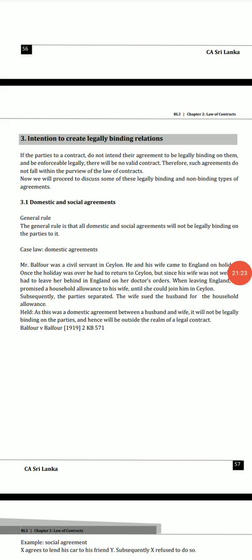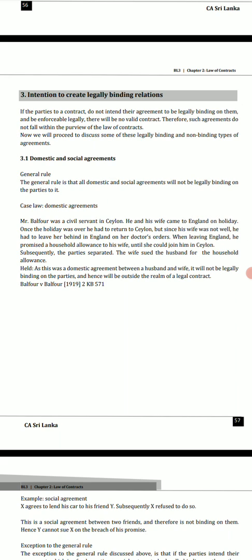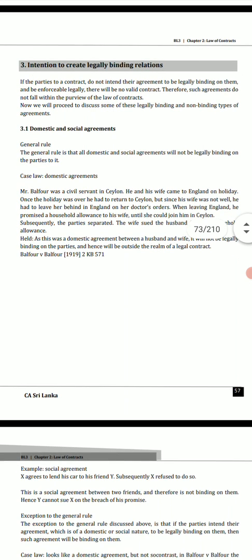So it says if the parties to a contract do not intend their agreement to be legally binding on them, there will be no valid contract. Therefore, such agreements do not fall within the purview of the law of contracts. So in domestic and social agreements, the general rule is that they are not legally binding on the parties to it. The case in Sri Lanka, back in the days of Ceylon, Balfour versus Balfour.